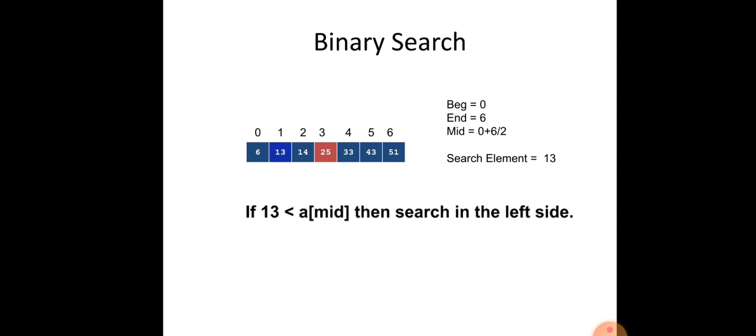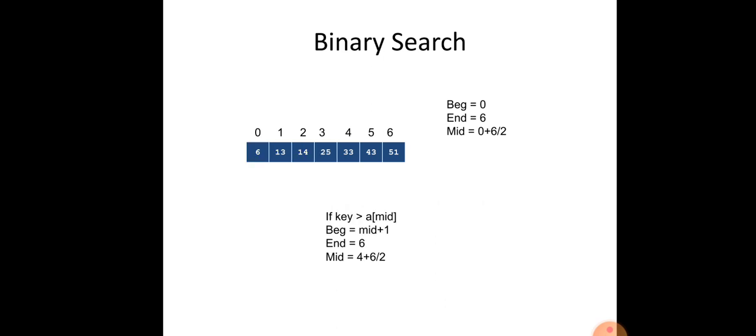So we will search in the left side of the elements. The 13 is present among a of 0, a of 1 and so on, and we will find the value 13 here.